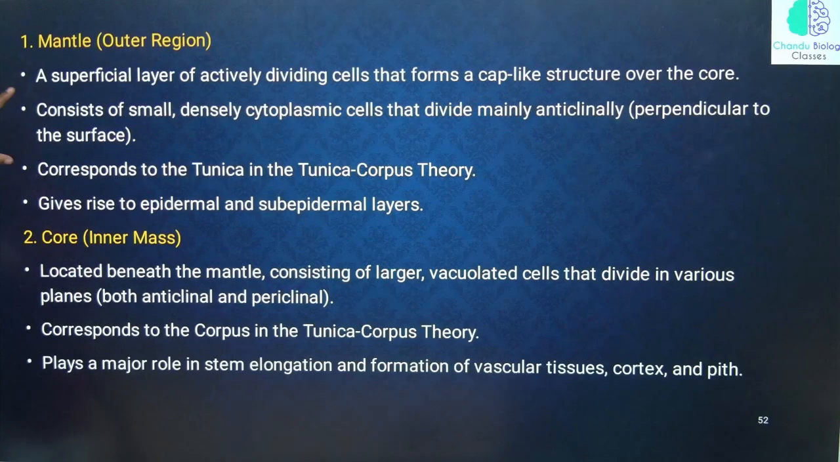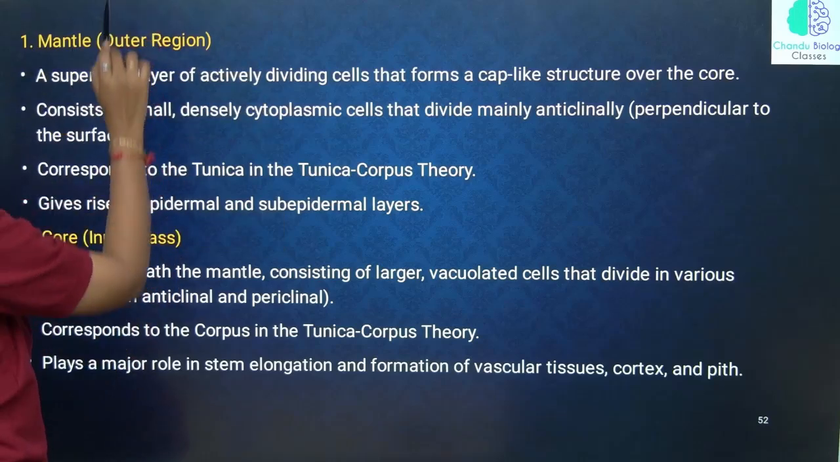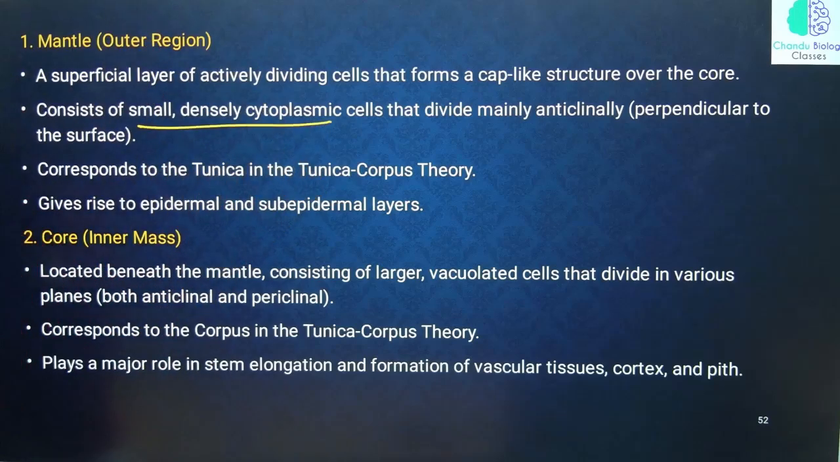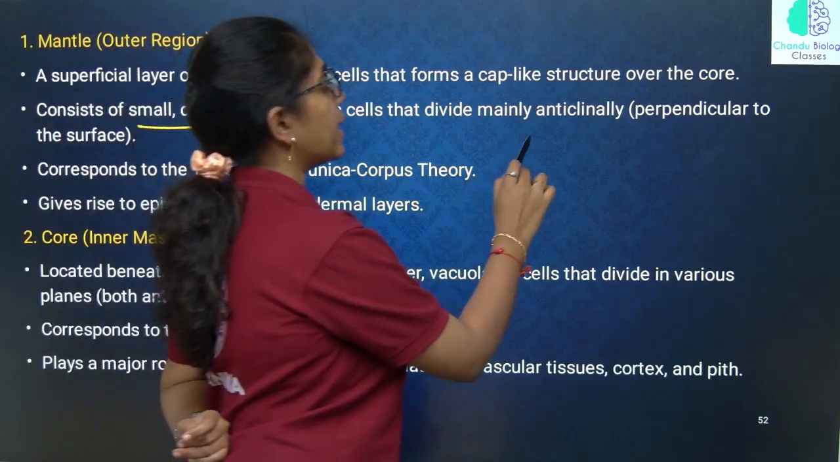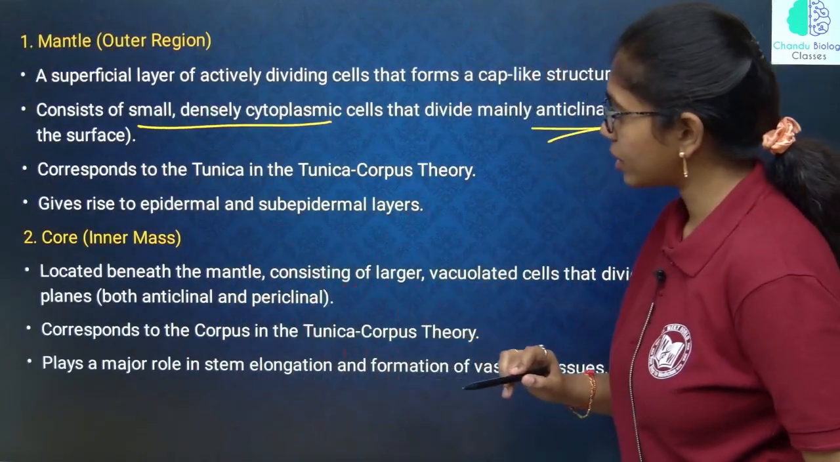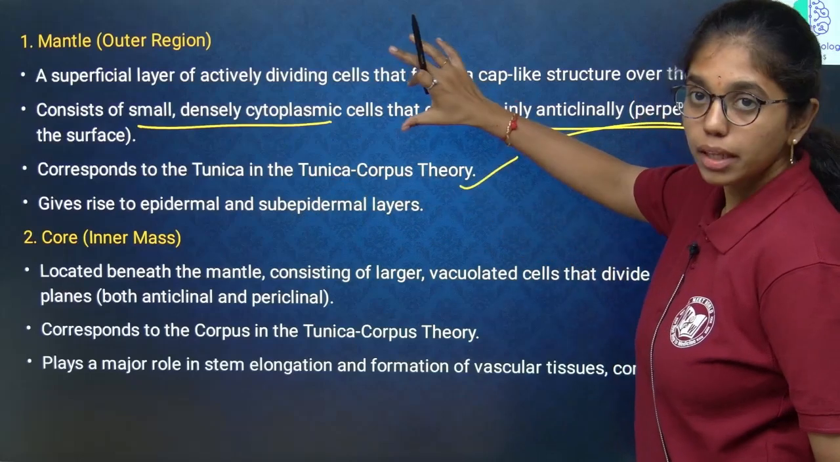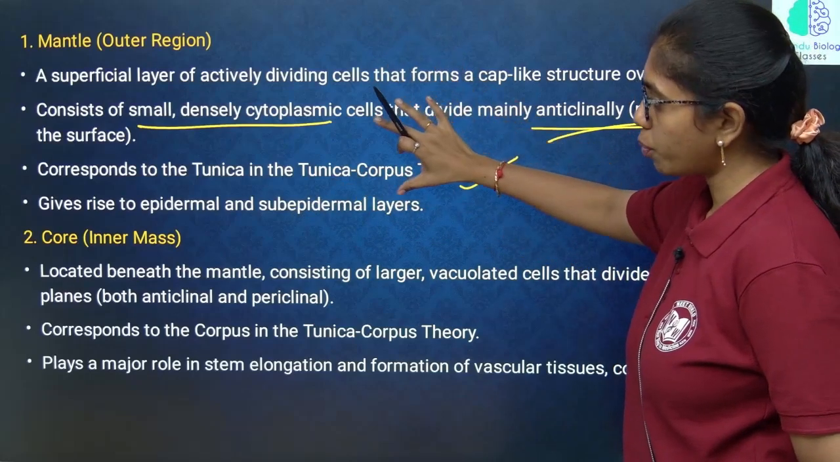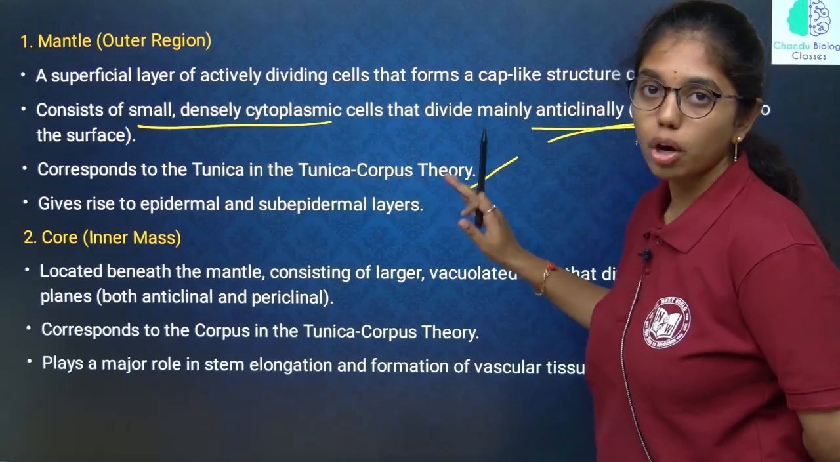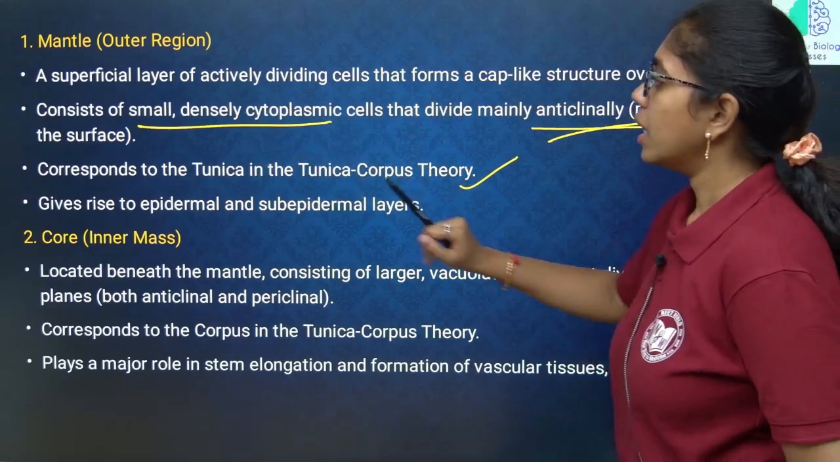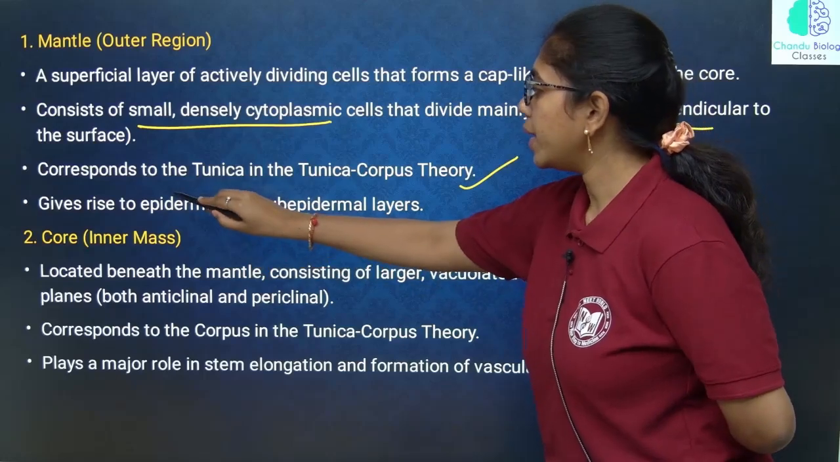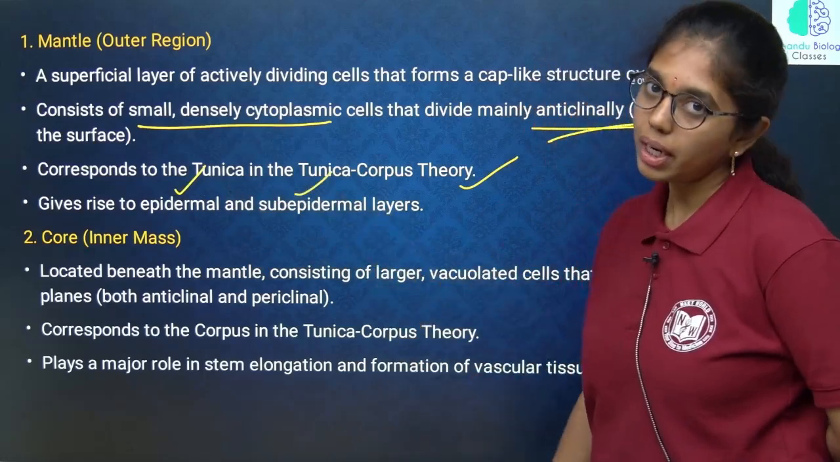Next, mantle, which is the outer region, the superficial layer. It consists of small dense cytoplasmic cells. They divide anticlinally, which is perpendicular to the surface, and it corresponds to the tunica of the mantle. In the mantle-core theory, it corresponds to the tunica region of the Tunica-corpus theory. This gives rise to epidermal and subepidermal layers.